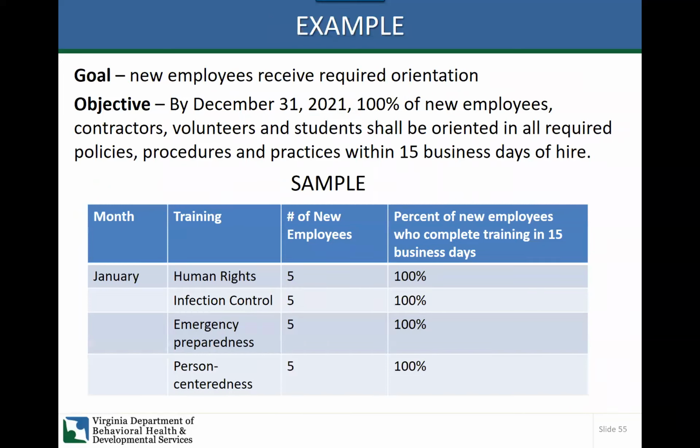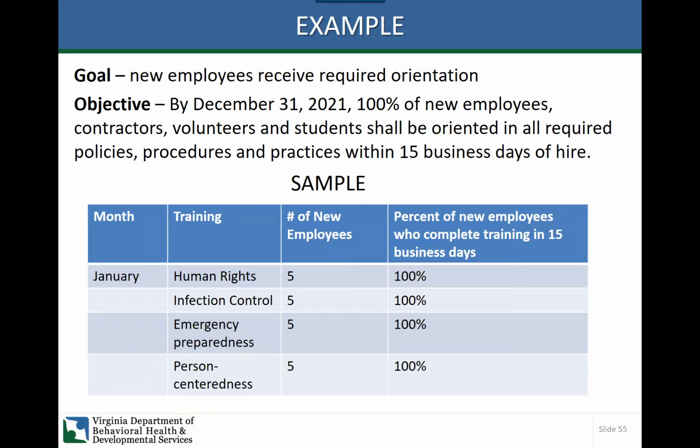So a provider says, we have a goal that new employees receive required orientation. And this is their measurable objective. By December 31st, 100% of new employees, contractors, volunteers, and students shall be oriented in all required policies, procedures, and practices within 15 days of hire. Now, this is just a sample, an example to demonstrate how you might monitor it.